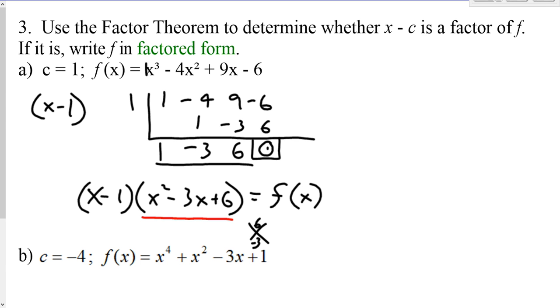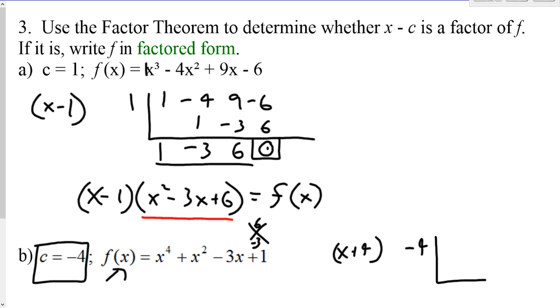And part B, to see if c equals negative 4 is a factor of that f of x. That means x plus 4 would be a factor. So with negative 4, I'll do my synthetic division. And x to the fourth has a value of 1. No x to the third. X to the second is 1.